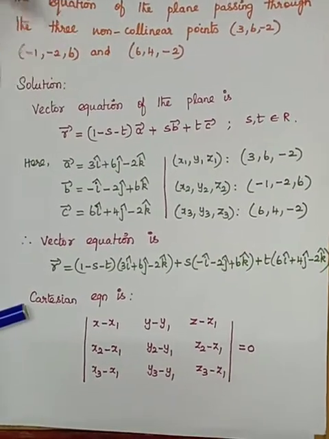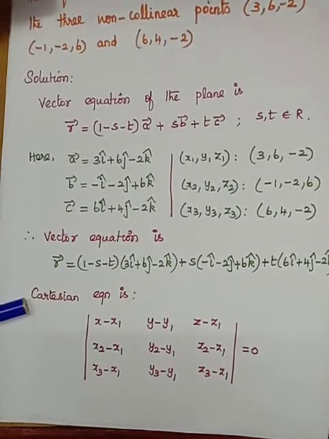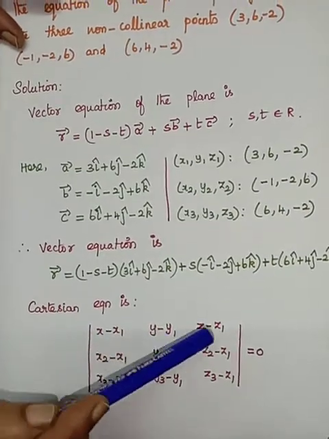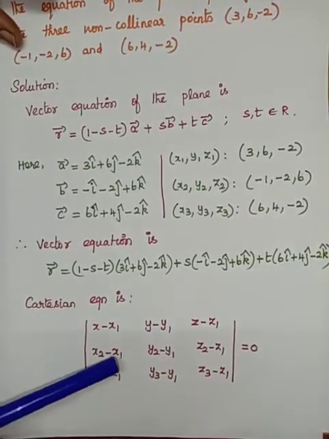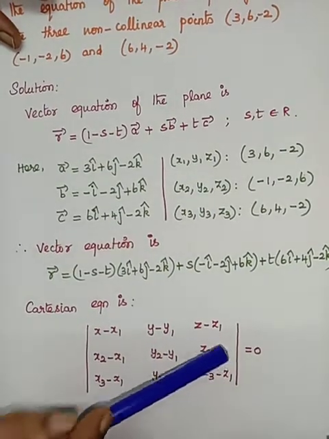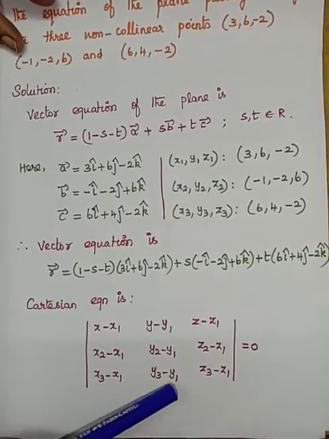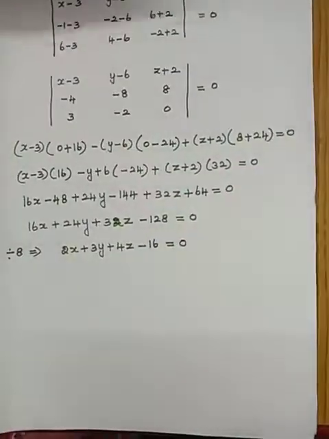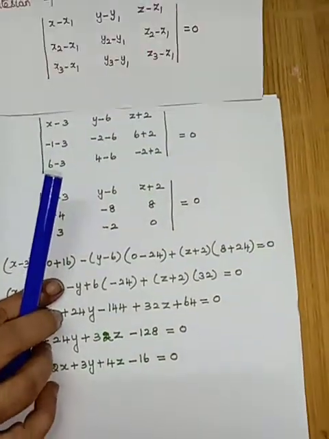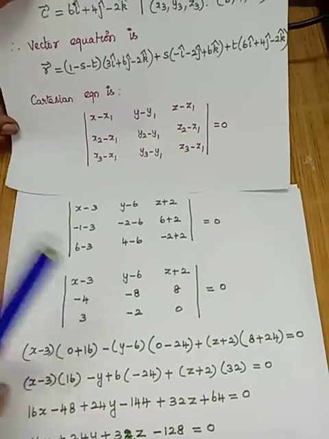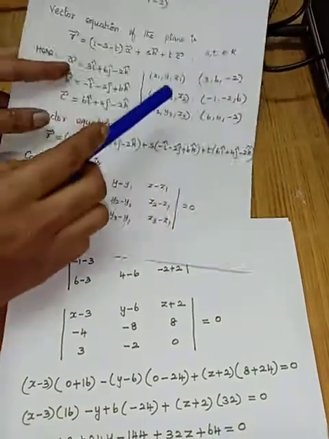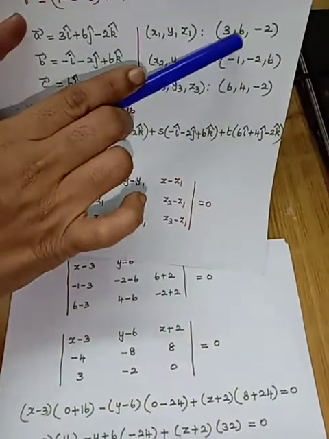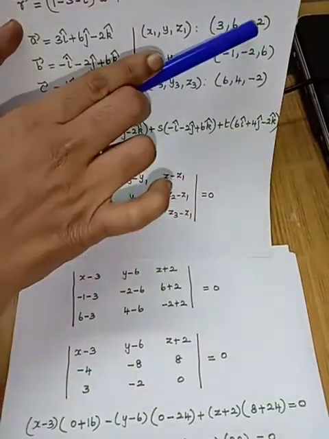So the Cartesian equation of the plane, when three passing points are given, is nothing but the determinant of x minus x1, y minus y1, z minus z1; x2 minus x1, y2 minus y1, z2 minus z1; x3 minus x1, y3 minus y1, z3 minus z1, whose value is equal to 0. So we have to substitute x1, y1 and the corresponding points. Okay, x minus, what is x1 here? It is 3, so x minus 3, y minus 6, and z minus of minus 2, that is z plus 2.